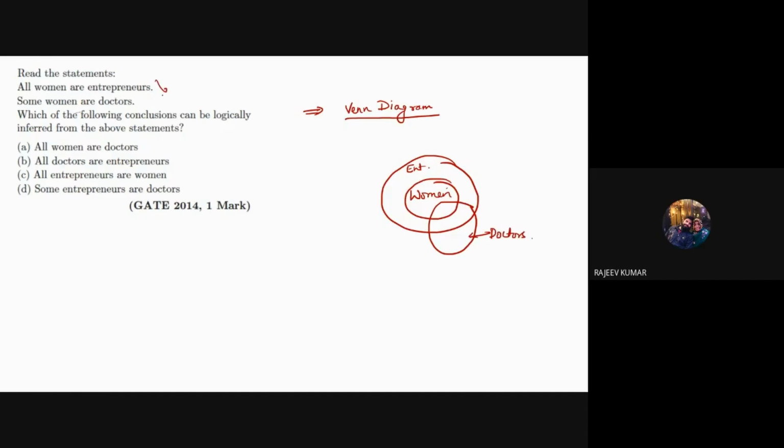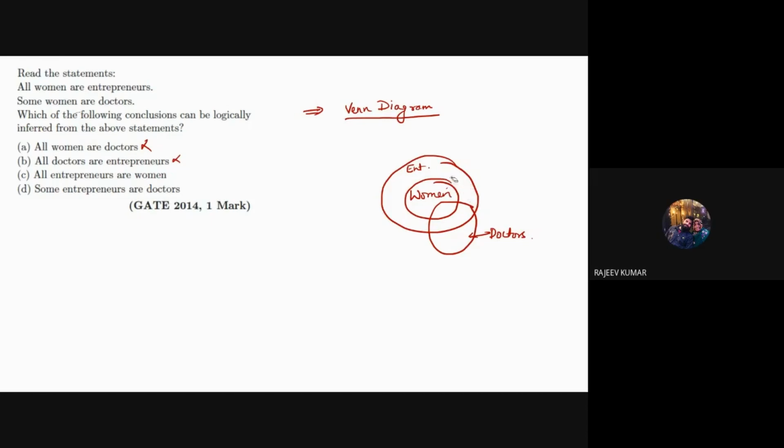Now only two statements are there. Usually 5-6 statements are given, but here only 2 statements are given. So you can pretty simply solve this one. All women are doctors? No. Some women are doctors, some women are not doctors. So this is incorrect. All doctors are entrepreneurs? No. Some doctors are entrepreneurs. Rest of the doctors are not entrepreneurs. This is also correct. All entrepreneurs are women? No. All entrepreneurs are not women.